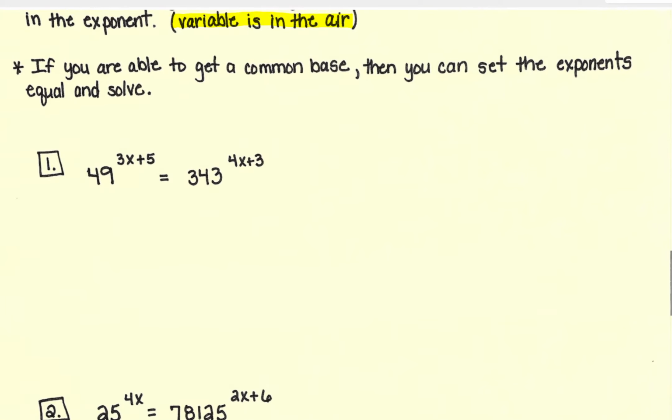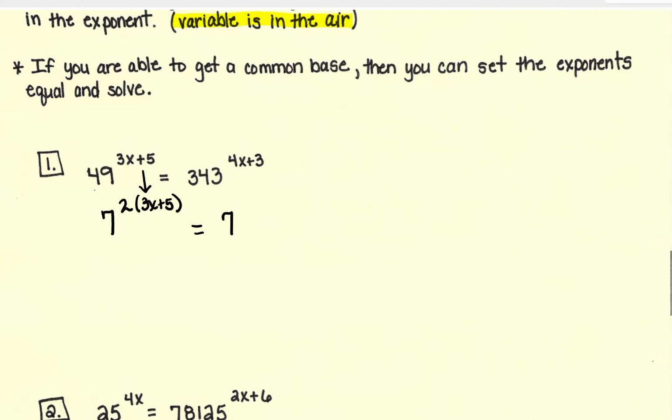I'm looking at these two numbers right here, and I need to take the 49 and the 343 and make those be same bases, numbers raised to powers. For example, 49 I know is 7 squared. And then I'm going to bring down that 3x plus 5. And then I'm going to say 343 is also 7 raised to some power.